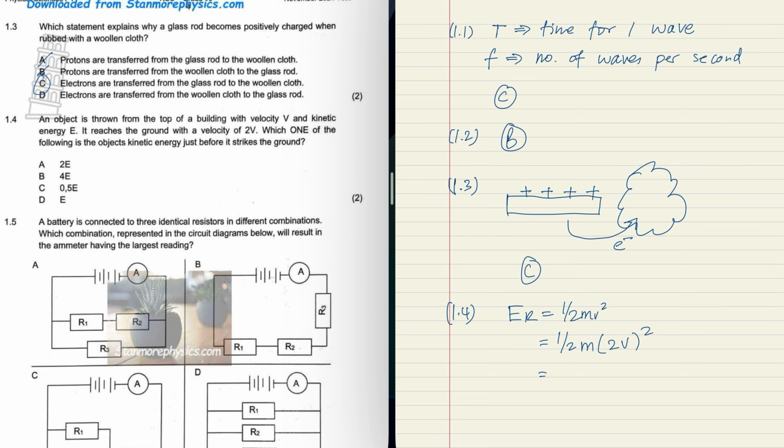So we can simplify. We're going to have half m times 4v squared. We can then move that 4 to the front. We're going to have 4 times half mv squared, which is 4E. So the answer is going to be B.